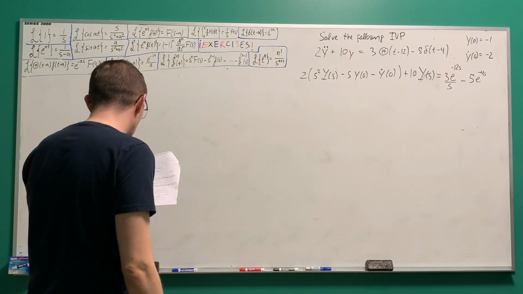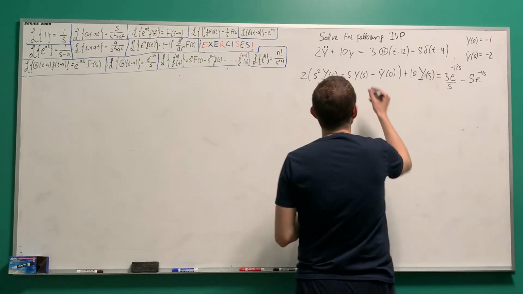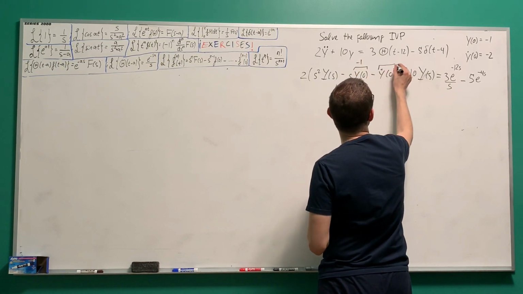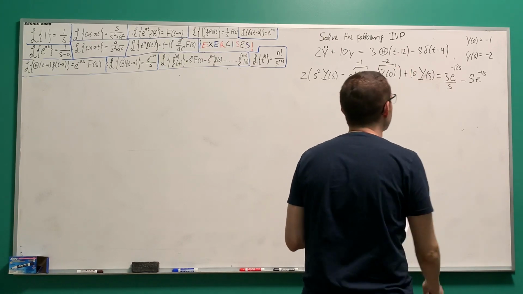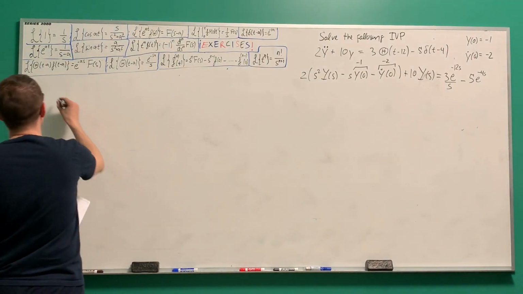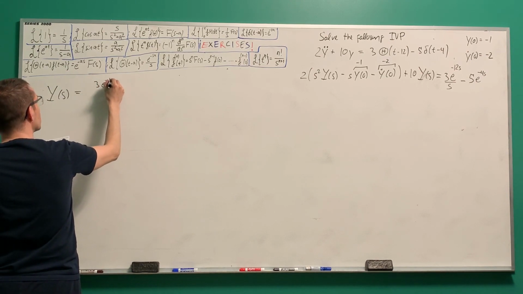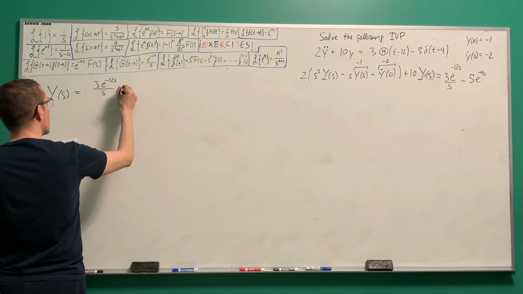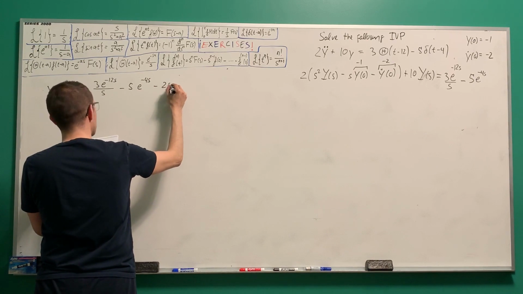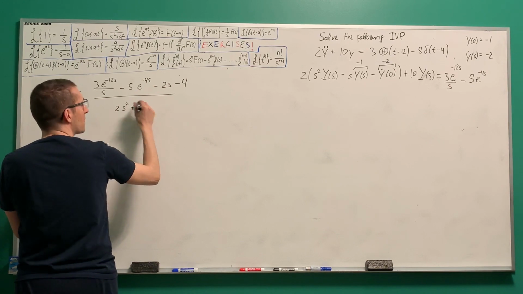Okay, so we do the usual thing. We group all the things that multiply. Well, plug in the initial conditions. So y of 0 is minus 1. This is an s, of course. Y dot of 0 is minus 2. Okay? And I plug it in, and I group all the Y's together, and I get that Y(s) is equal to 3e to the minus 12s divided by s, minus 5e to the minus 4s, minus 2s minus 4, all divided by 2s squared plus 10.